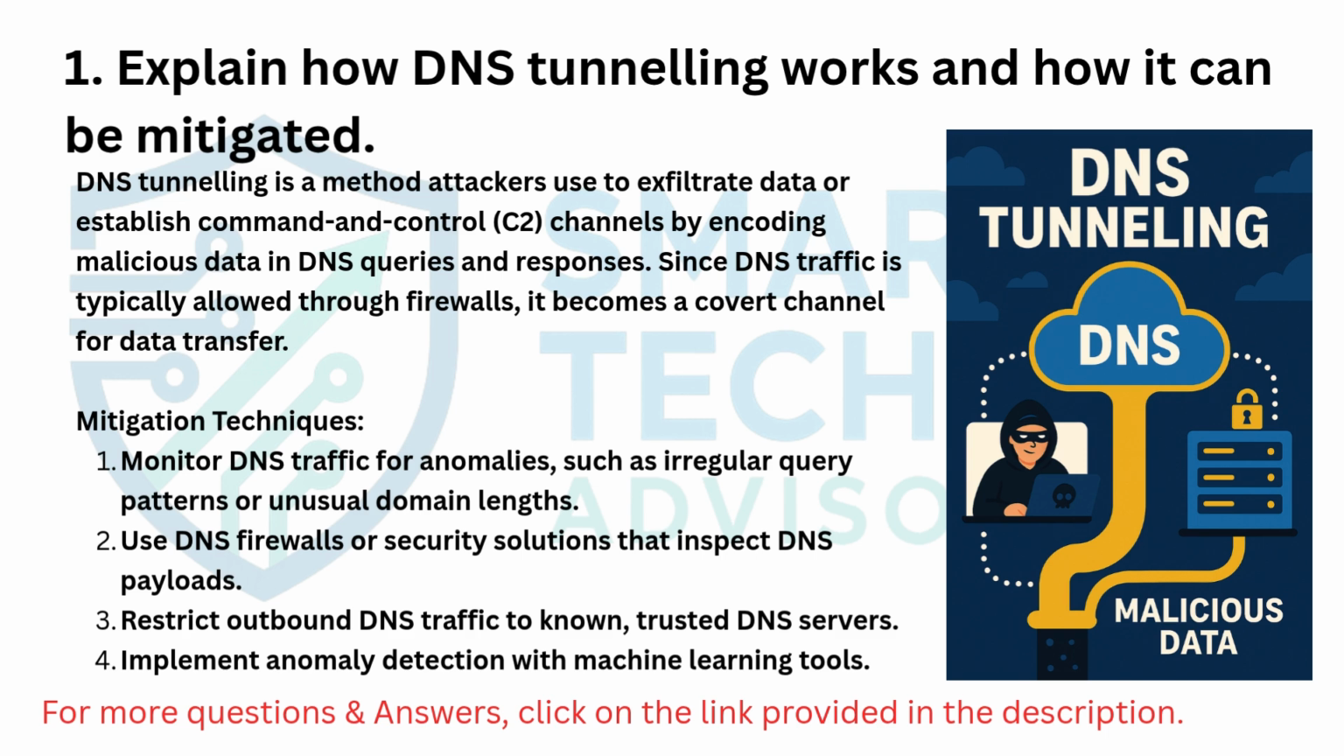The first question: explain how DNS tunneling works and how it can be mitigated. DNS tunneling is a method attackers use to exfiltrate data or establish command and control (C2) channels by encoding malicious data in DNS queries and responses. Since DNS traffic is typically allowed through firewalls, it becomes a covert channel for data transfers.